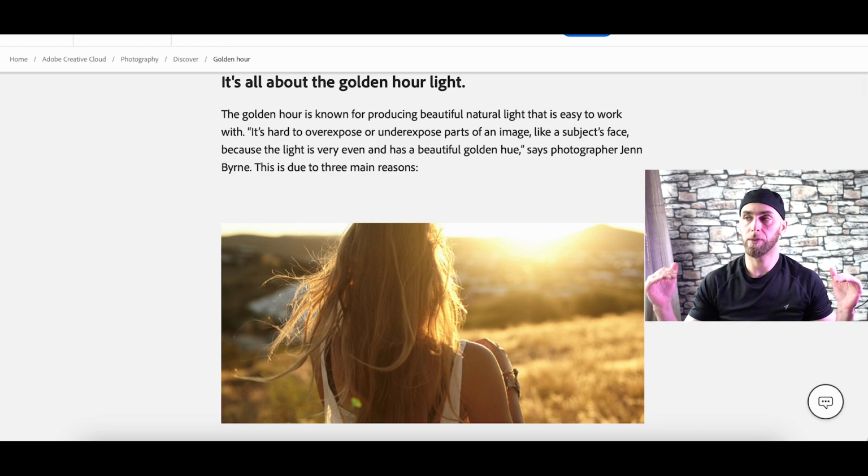We have sunlight at a lower position, so what we see is the sun brightening from somewhere, and we don't see any shadow below the nose or below the cheek. But we have that if we're taking a photo when the sun is higher in the sky. And we also have depth of field when we take photos in the golden hour.